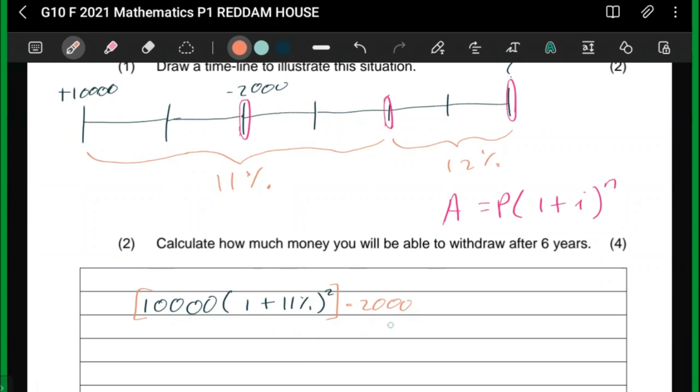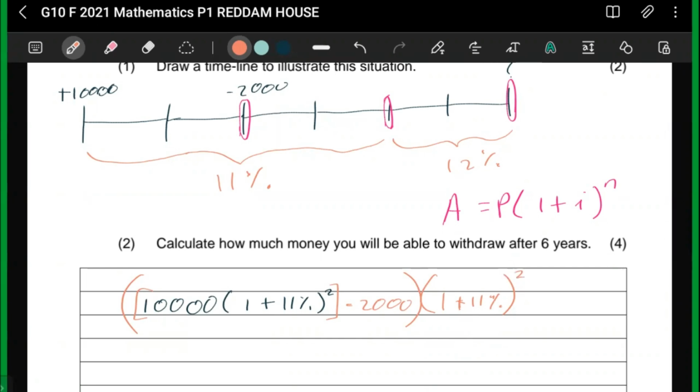After removing this 2,000, you then leave it for another 2 years while it is gaining interest. So it's your new P value. You're reinvesting it for these 2 years. The interest rate is still 11%. Now, what we do know is that it is also over 2 years.